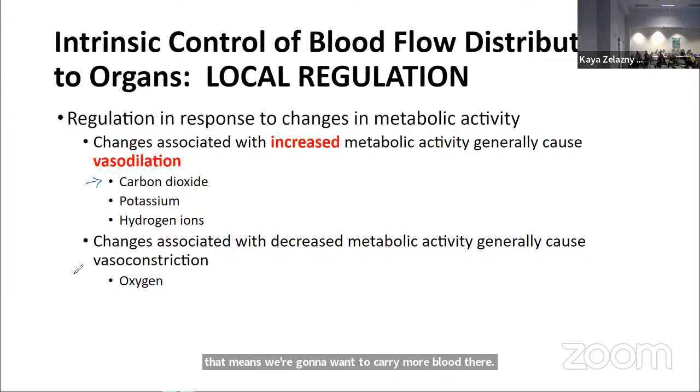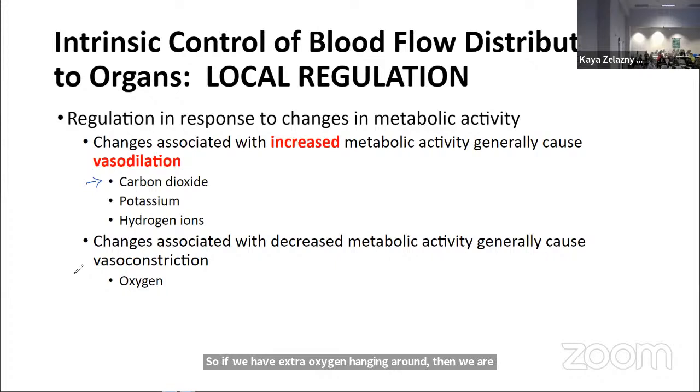Vasoconstriction, on the other hand, is going to be a response to seeing that that tissue isn't very active. The way we would know that tissue isn't very active is if we have a lot of extra oxygen just hanging around, not being used. And if we're not using that oxygen, that means we're probably not doing much cellular respiration, because if we were doing lots of cellular respiration, that oxygen would get pulled into the tissue and used real quick so that we can make ATP. So if we have extra oxygen hanging around, then we are likely going to vasoconstrict.